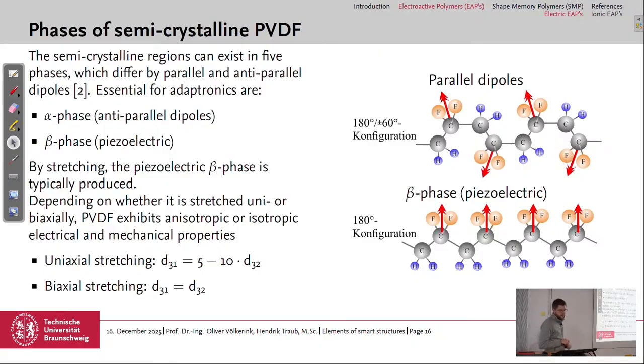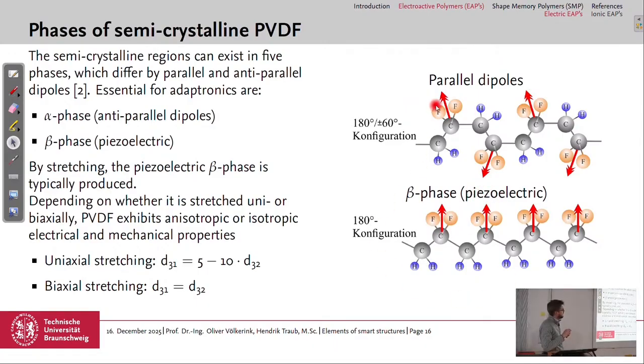So the semi-crystalline regions can exist in 5 phases, which differ in parallel and antiparallel dipoles. But essential for us are 2 phases, the alpha and the beta phase. We have in the alpha phase antiparallel dipoles, and in the beta phase we have the piezoelectric effect. So here it should read antiparallel dipoles. It's a small mistake on the slide. This is the alpha phase, and here below it's the beta phase.